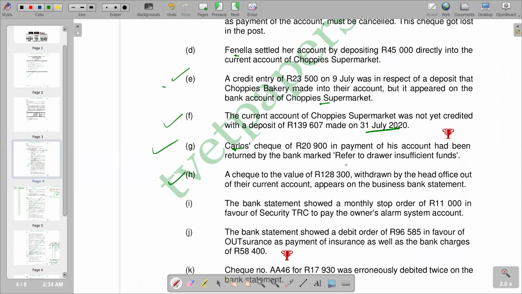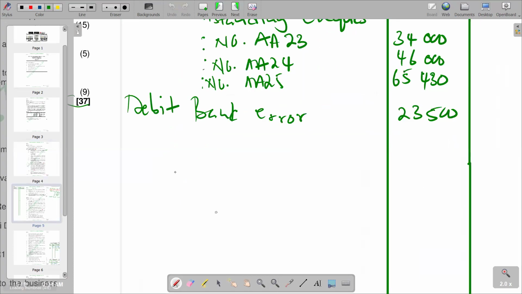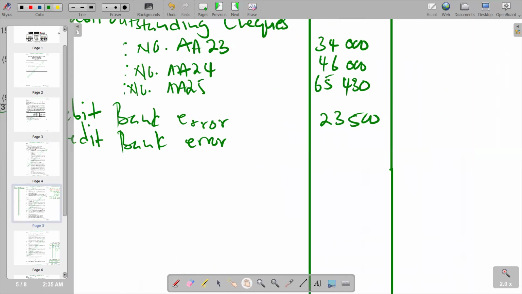So the debtors are not going to be affected because this was just processed by the bank as a mistake, and in the debtors it wasn't there. So we are just going to the bank reconciliation. We are here, and we are crediting a bank error. Credit bank error, and the amount that we have is 120,300.